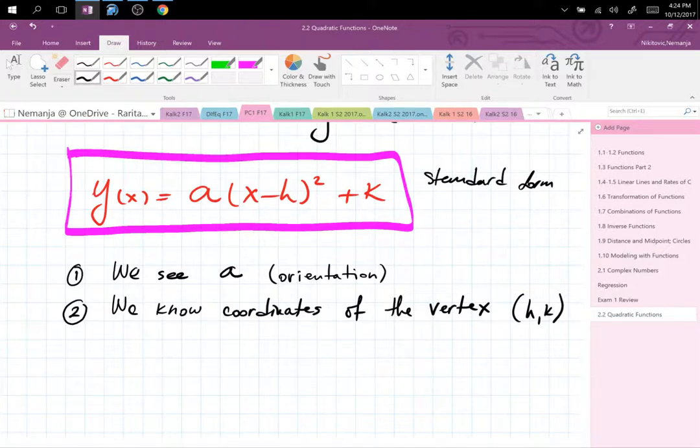Now both forms give us A on a plate. But this particular form, the standard form, gives you the vertex on the plate as well. And this is why it's so awesome. It takes 3 seconds to graph. Or 4 if you're slower.